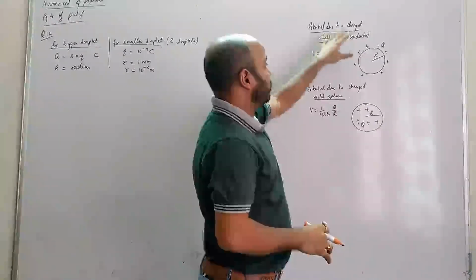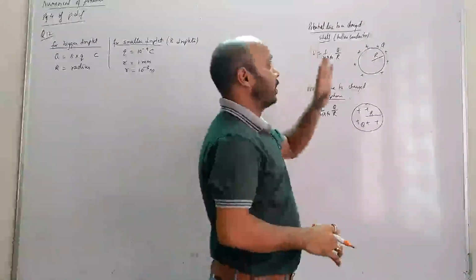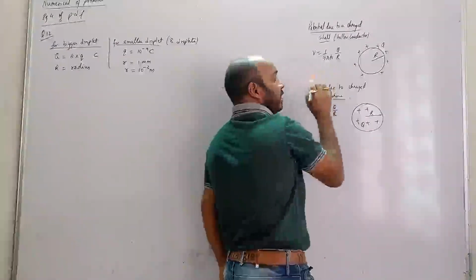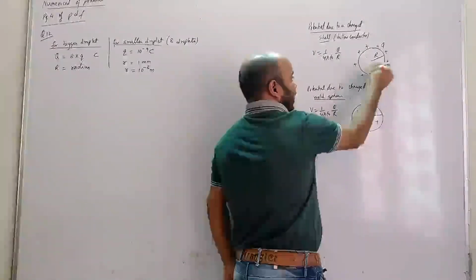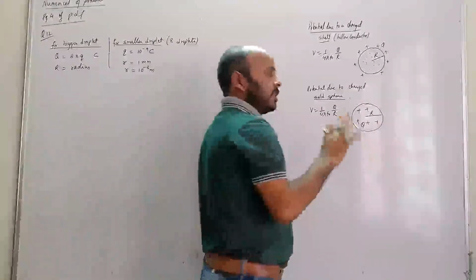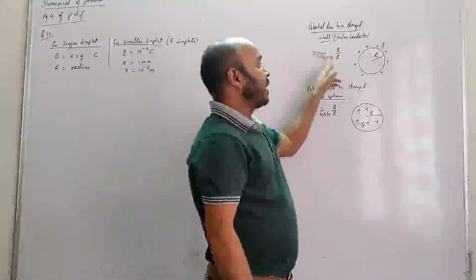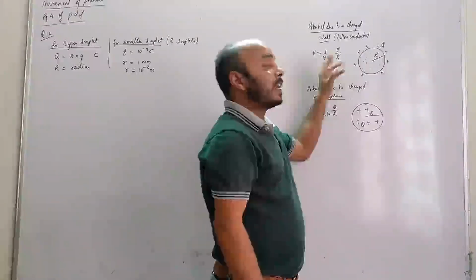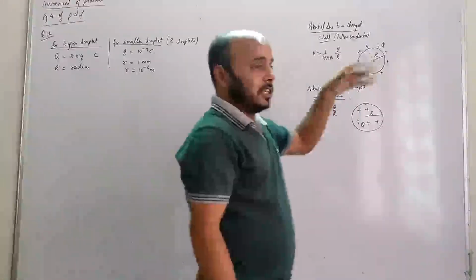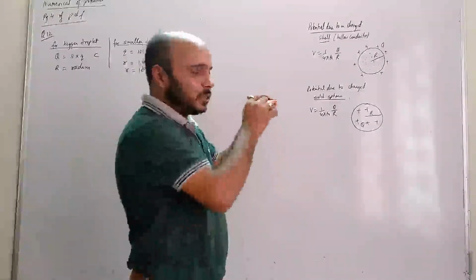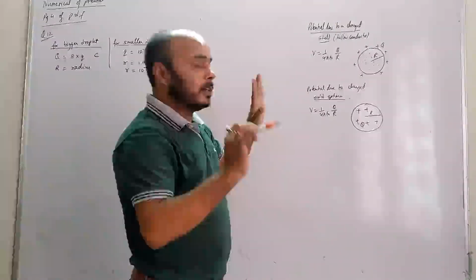Potential due to a charged shell, a hollow conductor. Potential at its surface is 1 by 4 pi epsilon Q by R, and that is equal to the potential inside everywhere, right? These things we studied. This is the potential at its surface, 1 by 4 pi epsilon Q by R. What is R? R is the radius of the shell, the spherical shell. Almost similar to the point charge, but in point charge R is the distance from the point charge to a point, but here R is the radius.